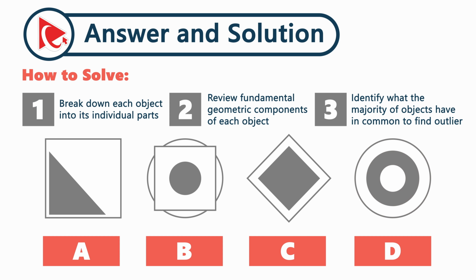What does it tell us? We just learned that objects A, B, and C all have squares in common. Let me highlight them for you so you can see them clearly. Can you see it?